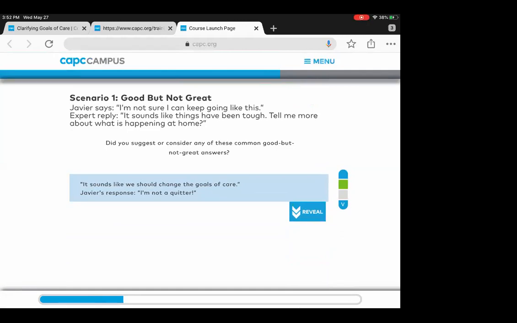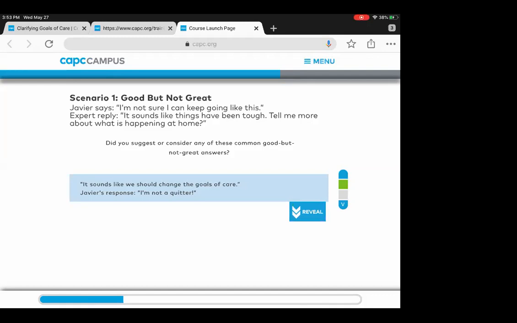So in the blue box there, it sounds like we should change the goals of care. Responding with something like that, you could interchange a lot of different things. It sounds like you would say we should talk about hospice, or we should talk about your advance directives, or we should talk about your code status. Those things are important, but they move the conversation along too quickly. They don't acknowledge what the patient just said, and it interprets what they said as something that may not be what they were alluding to.